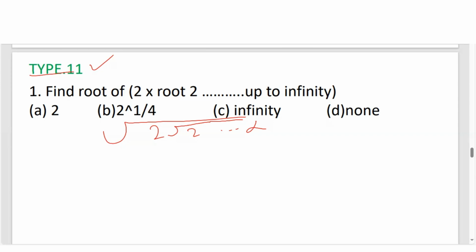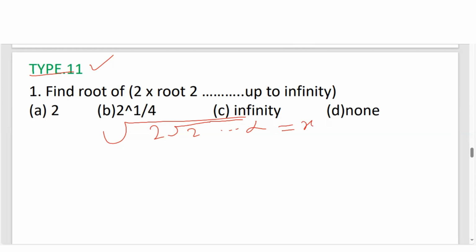There are two simple ways to solve this question. I'm explaining both ways, the shortcut and the basic concept. First you see the basic, and after that we'll go for the shortcut, because the shortcut always comes from the basic. If you understand the basic concept, you can use the shortcut very easily. For this type of question, let us assume this value is X.